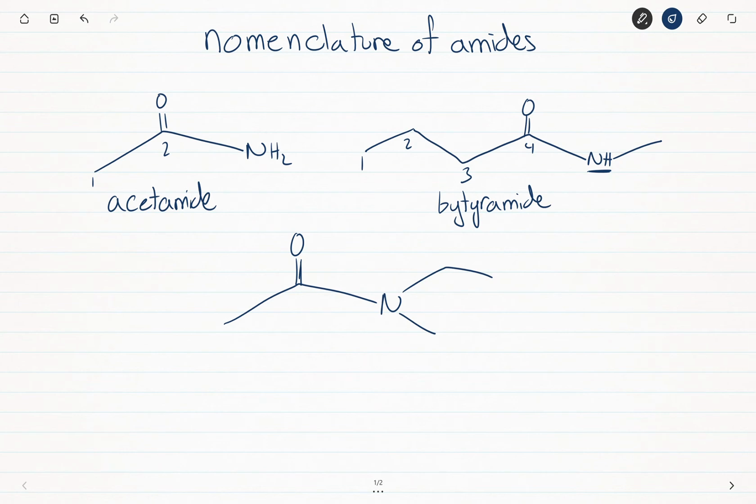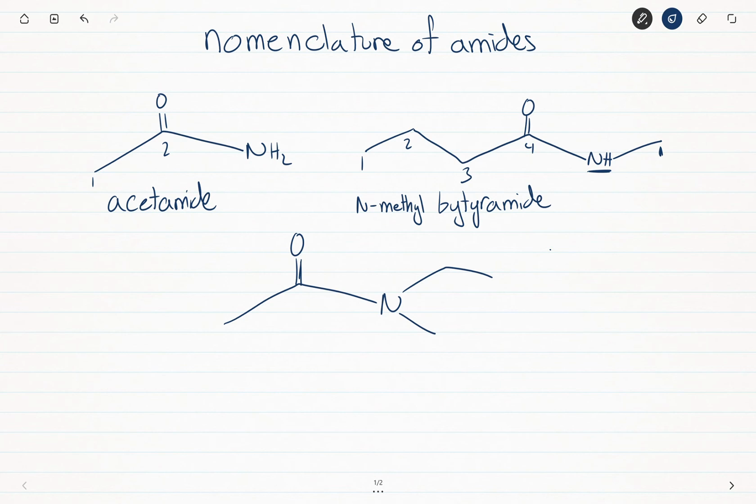And then we have to now name the hydrocarbon chain that is attached to the nitrogen. So it's 1 carbon long, and so it's N-methyl butyramide will be the name of this molecule.